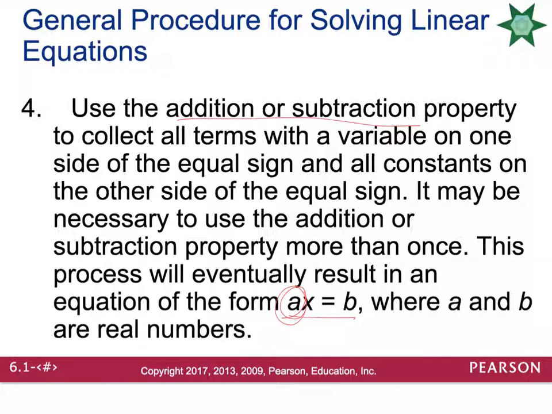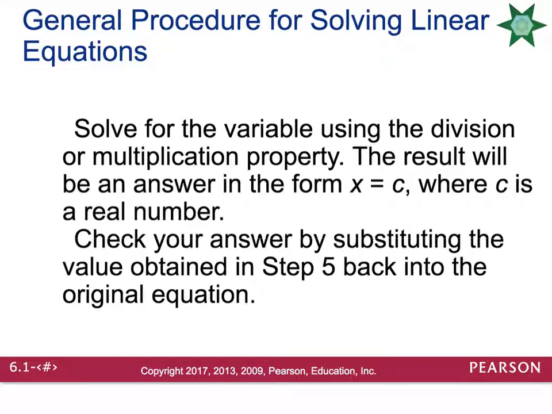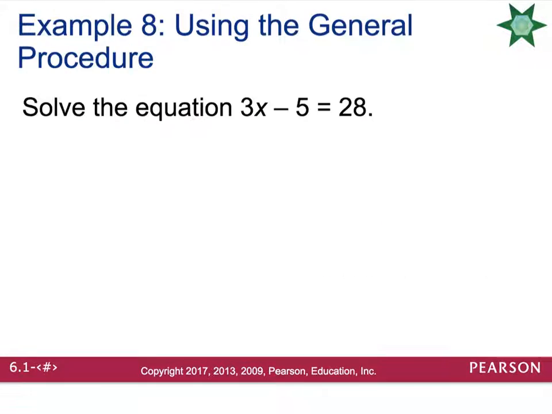Notice you may still have a number in front of the x. That's what the last step's for. Last step, you will solve for the variable by using the division or the multiplication property so that the variable is on one side alone and there's a constant on the other side. After you find out what the variable is equal to, I recommend checking your answer so that you can make sure you have the proper solution.